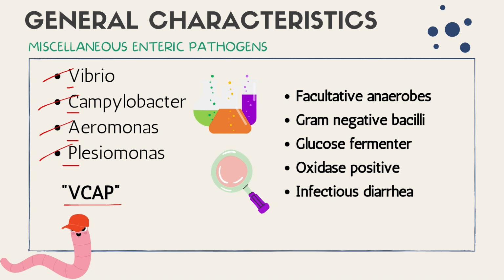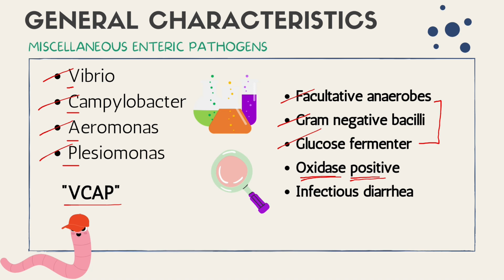So VCAP are usually facultative anaerobes, just like your family Enterobacteriaceae. They are also gram-negative bacilli, just like the previous family, and are also glucose fermenters. So these 3 characteristics are the same with the family Enterobacteriaceae. The only thing that differs from the family Enterobacteriaceae is the oxidase test. Can you recall on Module 10? They are oxidase negative. But for our miscellaneous enteric pathogens such as your VCAP, they are positive. So we will be discussing the oxidase test later on in your laboratory part.